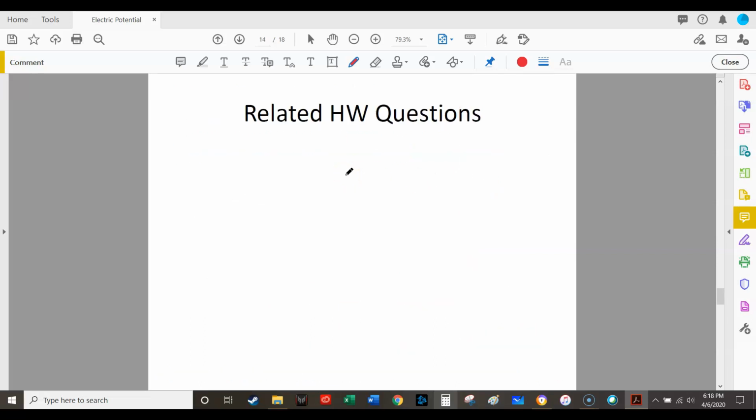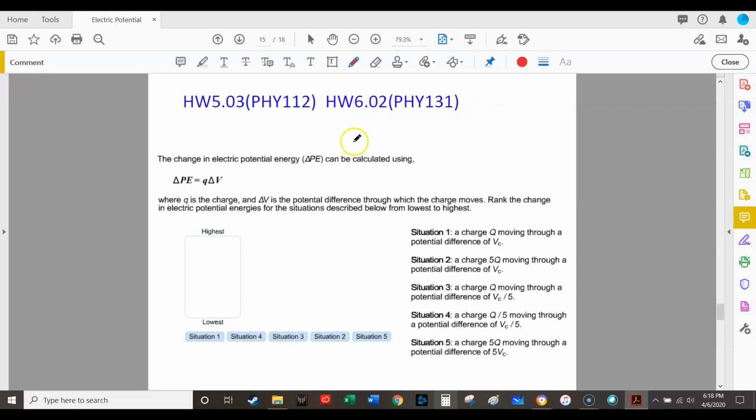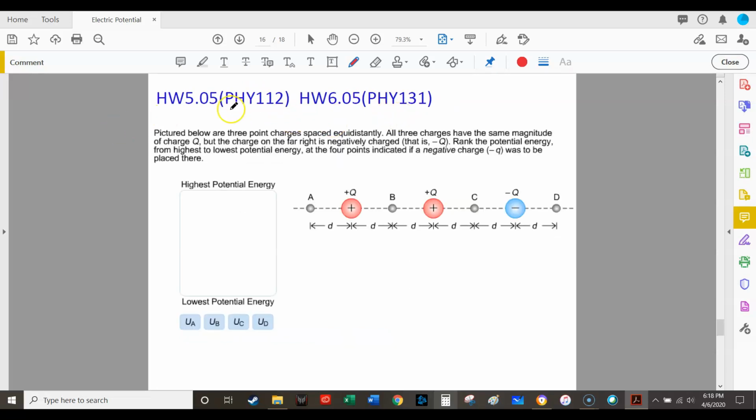What I want you to do is move on to the Sapling homework. So 6.02 and 5.03 in 131 and 112. Again, you're going to do this problem, but this time it looks like the voltage homework problem, but this time you're talking about potential energies. So be careful. There's potential energies, not voltages.